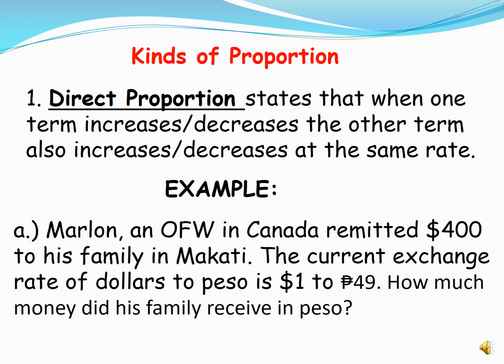Kinds of proportion. Number 1. Direct proportion states that when one term increases or decreases, the other term also increases or decreases at the same rate. Example, Marlon, an OFW in Canada, remitted $400 to his family in Makati. The current exchange rate of dollars to peso is $1 to 49 pesos. How much money did his family receive in peso?